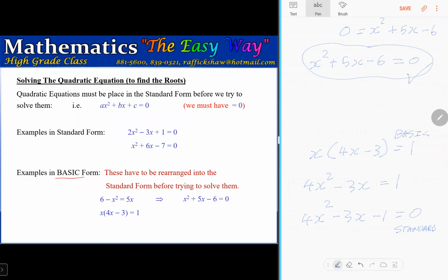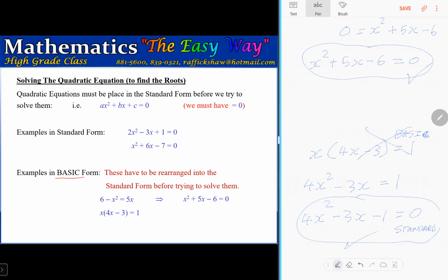This one up here is basic. Don't solve basic. Solve standard. This is the one that you have to solve. Don't solve basic at this level. Convert it into standard and then you solve it.